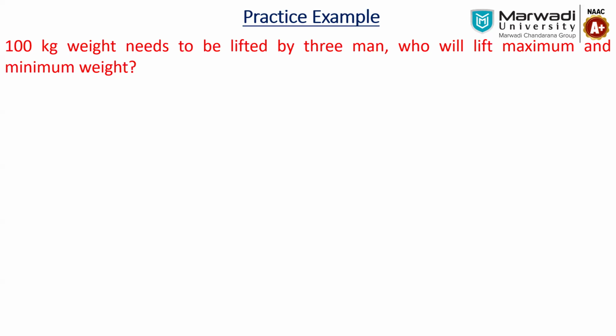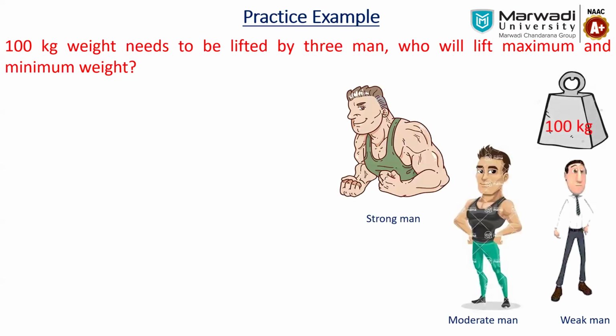But generally, it is not possible, as the persons have different configurations. For example, we have a 100 kg weight and three persons: a strong person, a moderate one, and a weak one. Based on their capacity and stiffness, the weight will be lifted by them differently. A strong person having more stiffness will carry more force, and a weak man having less capacity to lift will carry less of the load.